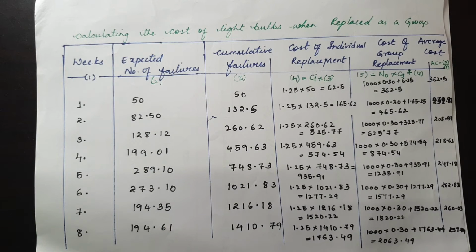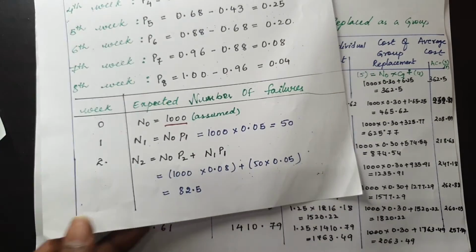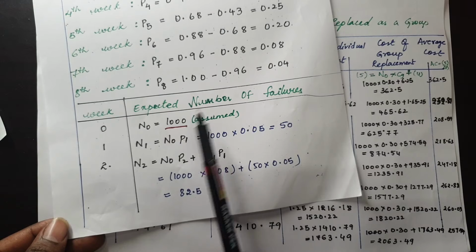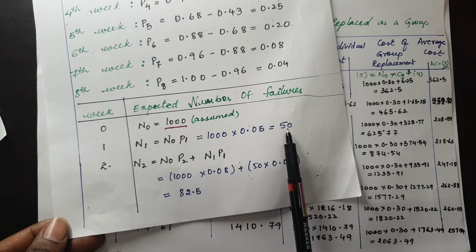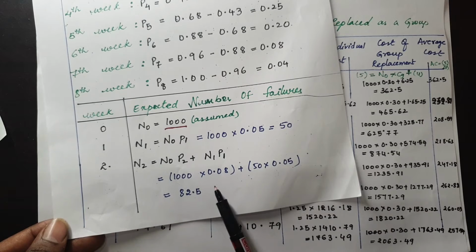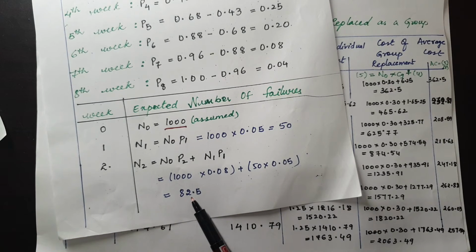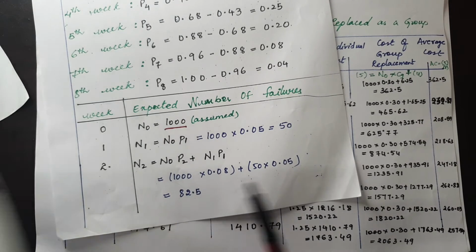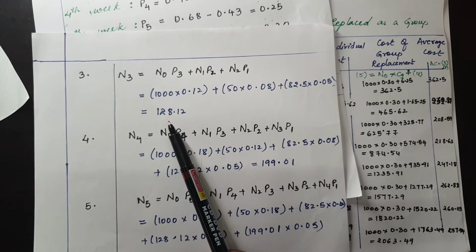Expected number of failure. How much is given for expected number of failure? From where you will get this one? If you see this one here, N naught is equal to, in first week how many expected number of failure? 50 is there. In second week how many expected number of failure? 82 is there. In third week how many expected number of failure is there?